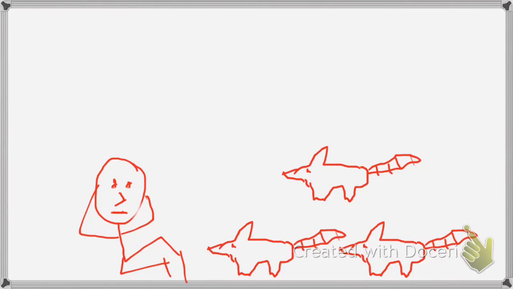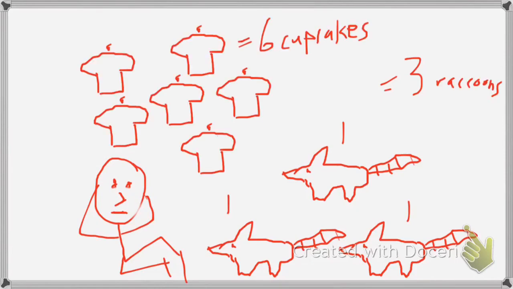Well, I can count them. 1 raccoon plus 1 raccoon plus 1 raccoon equals 3 raccoons. So as I'm adding these numbers, because the units are exactly the same, I end up with the same unit I began with.